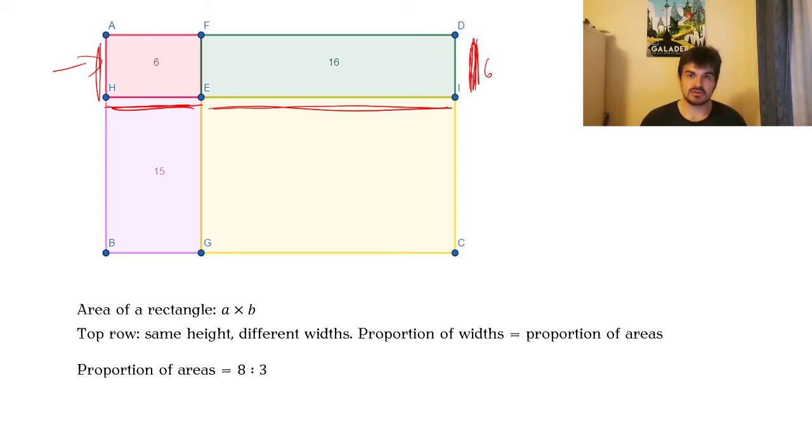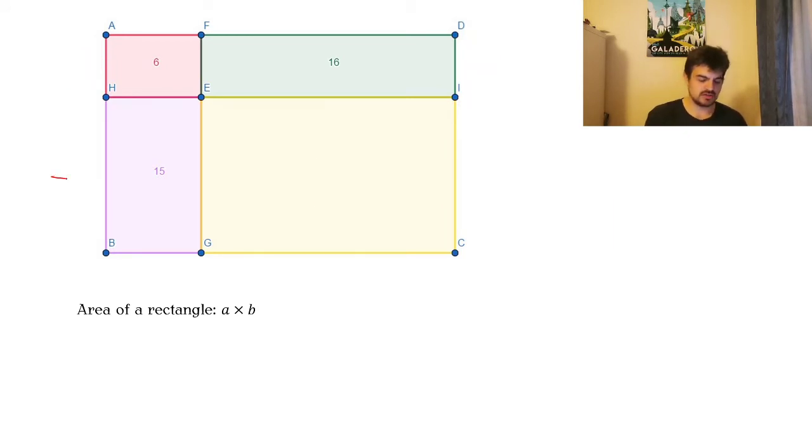Proportion of areas, if you calculate it, well, it's just 16 over 6, so that is 8 over 3. It doesn't really matter to simplify it anymore because it will be useful in this form once we get to use it, right? And how do we use it? Well, we want to calculate the area of this rectangle at the bottom. So what we do is we just do the same thing again.